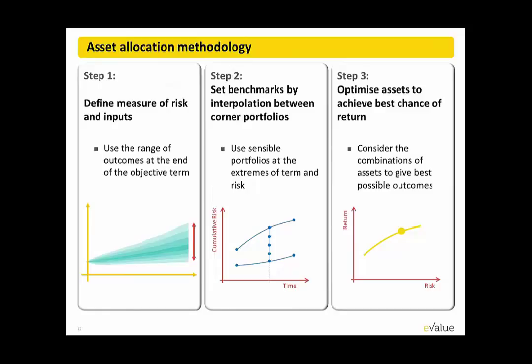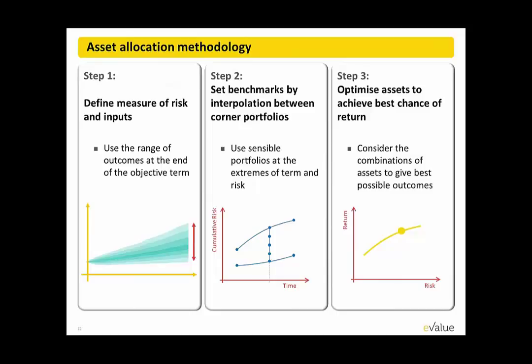So it's a 3-step process. The first step is to understand what it is we're trying to measure. Now you may have seen the fan diagrams for the range of returns that an investor might get having invested a lump sum.